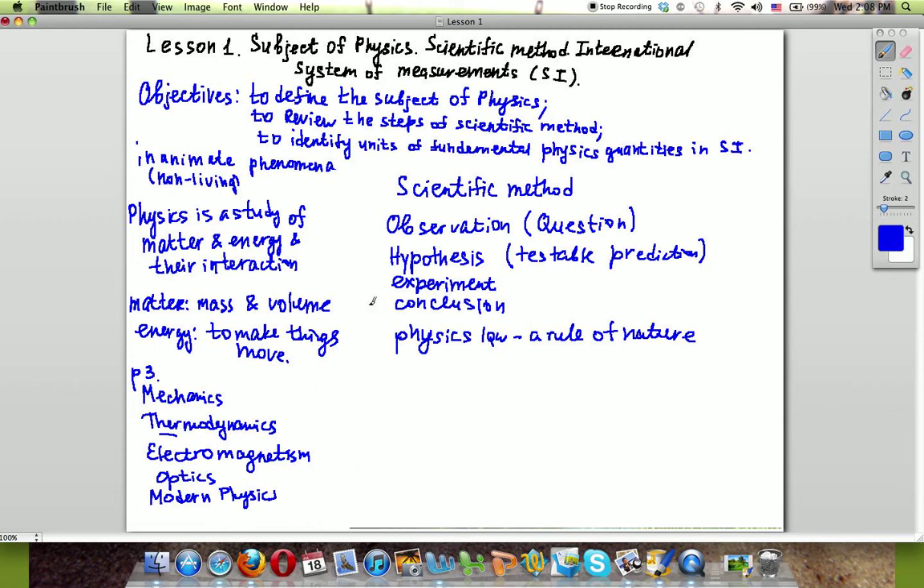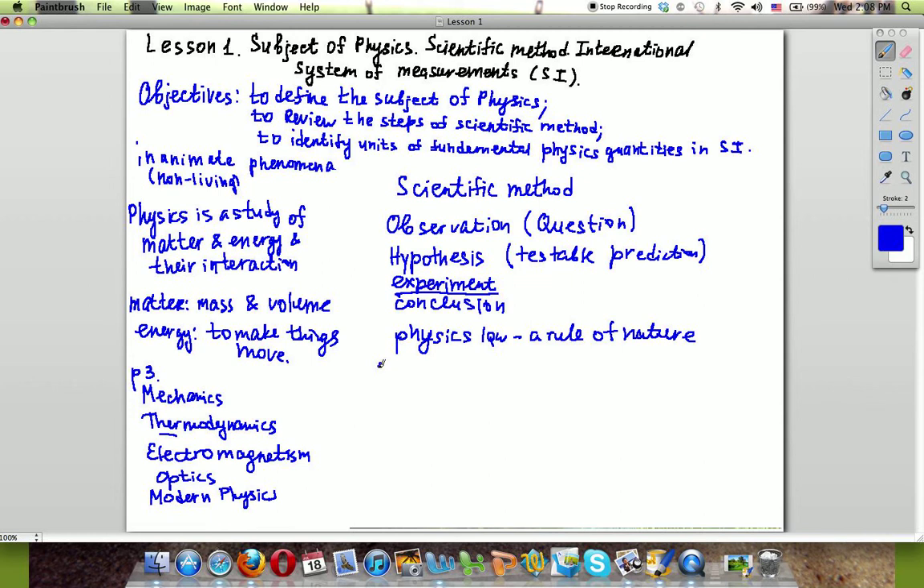Making an experiment is an important part of physics, and if a theory or law hasn't been proved by experiment, it is not established, so it has to be proven. During an experiment we have to take measurements. When we take measurements, we have to use the same units to communicate in the same language.